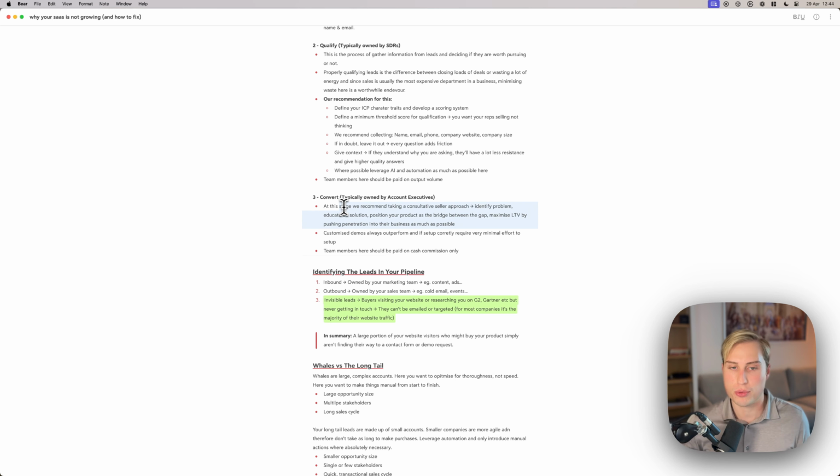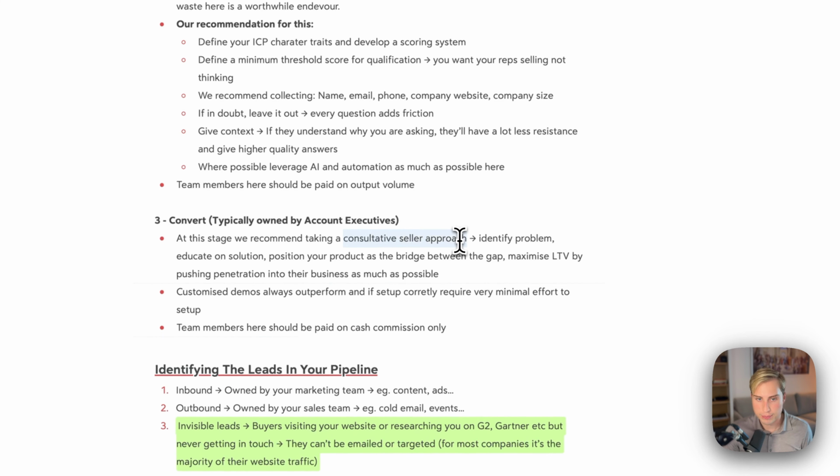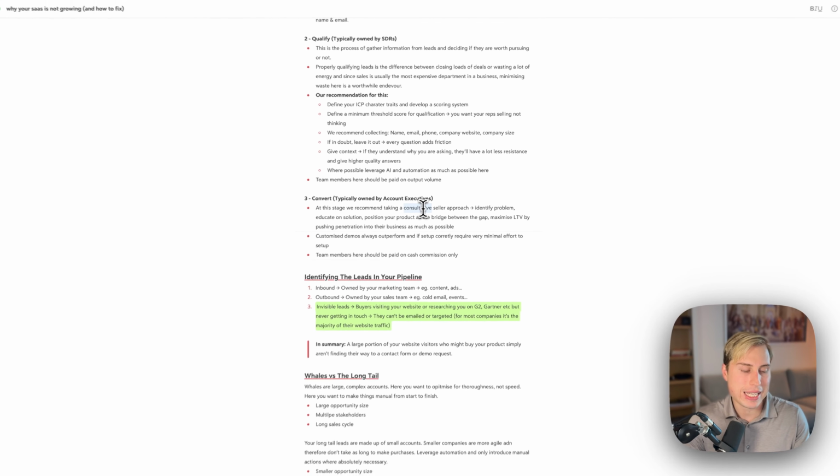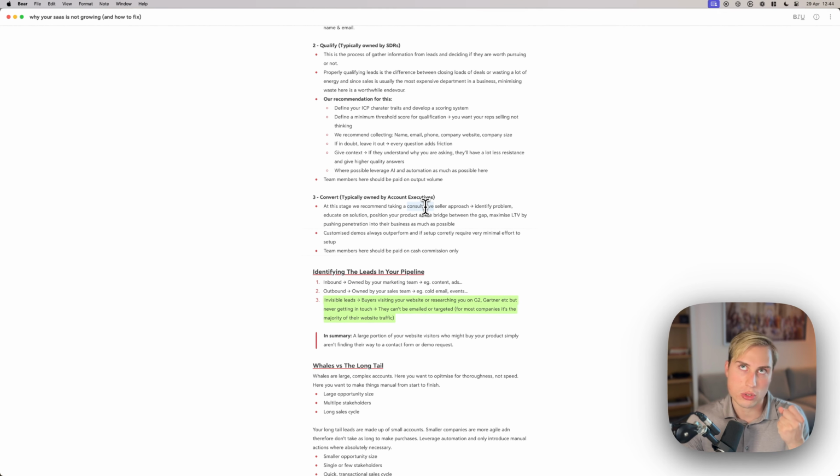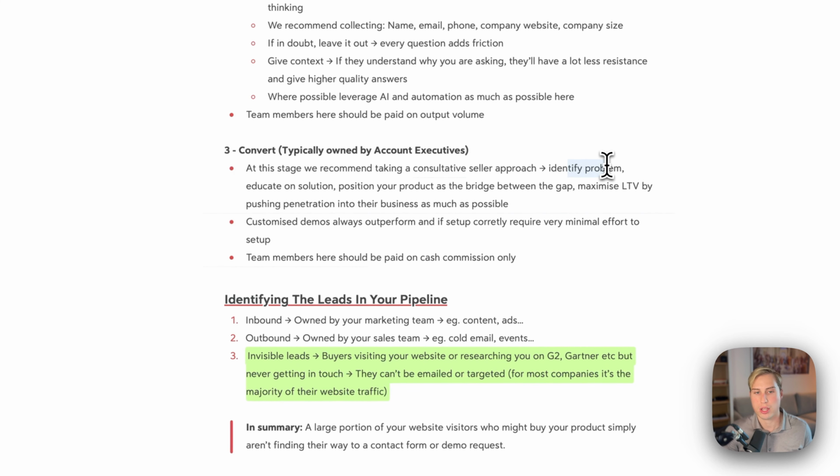I think a better and more human approach, because you have a human here anyway so you might as well use them, is to act as more of a consultative seller. What a consultative seller does is chat to the client, really figure out their needs, and then customize the presentation to them. The steps are: you identify the problems by chatting to them, then you educate them on the solution to their problems, and then you position your product as the bridge between the gap.